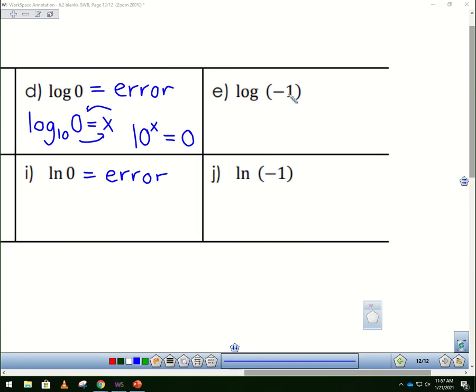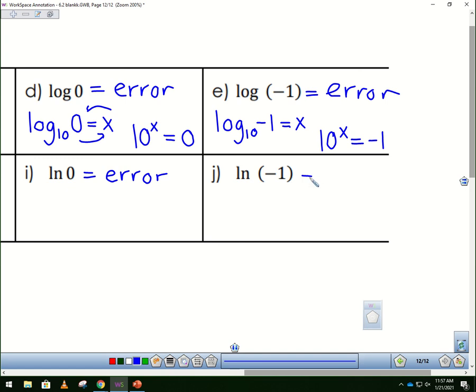And then the last two: log of -1, type it in. What happens? Error. That's because this means log base 10 of -1 is equal to x, so 10 to the x is equal to -1. You can't put something to any exponential power and get a negative number. And what do you think this one's going to be? Also an error. So you guys are starting to scratch the surface on logs, starting to understand the concept?